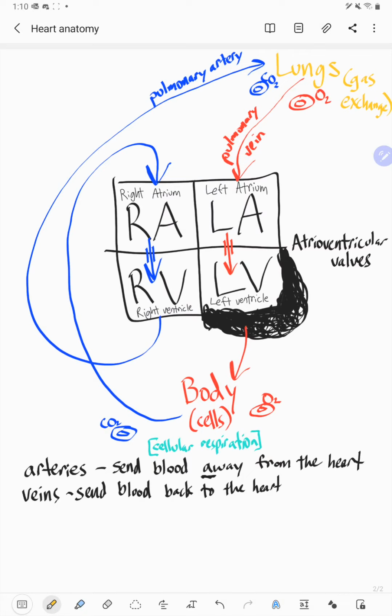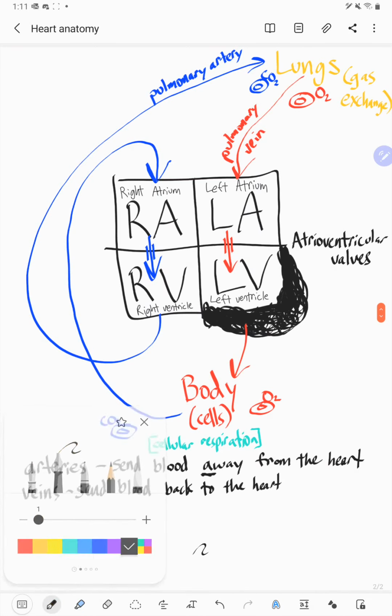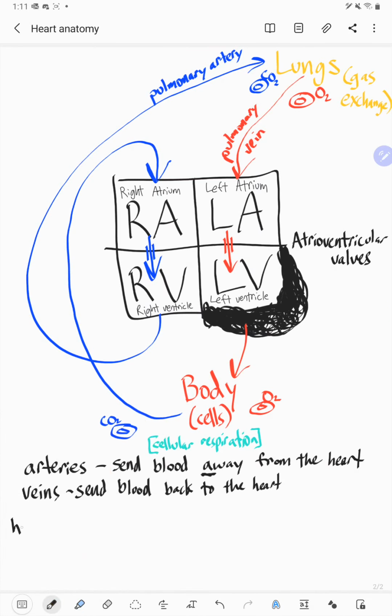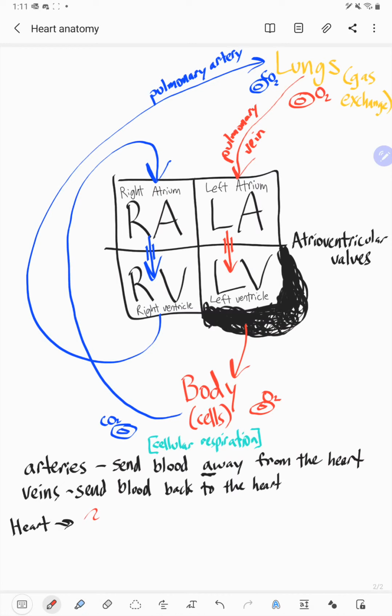And then one more thing that I want to write down is kind of like the complete map of what's going on. Let's write it out instead of drawing it out as much. So we'll start with the heart. And from the heart, specifically out of the left ventricle, we're going to go to the cells in the body. And we're going to do so through arteries. Whenever blood leaves the heart, it's going to go through arteries.